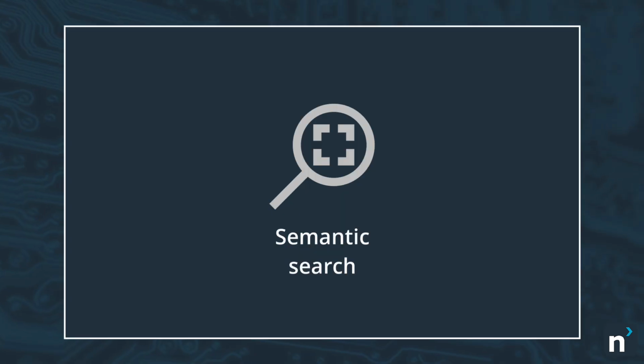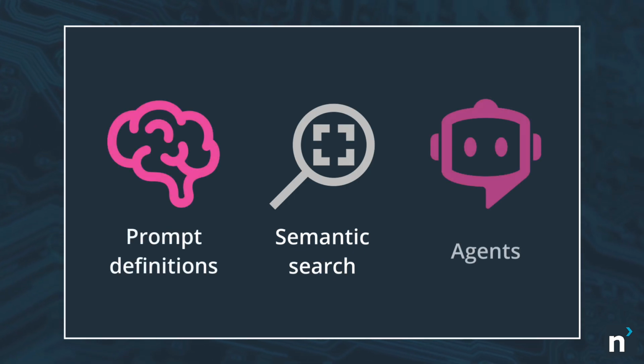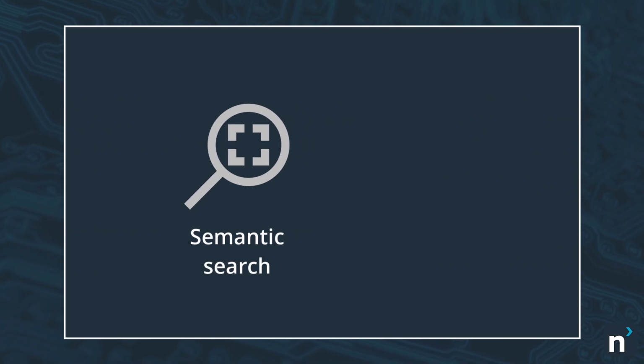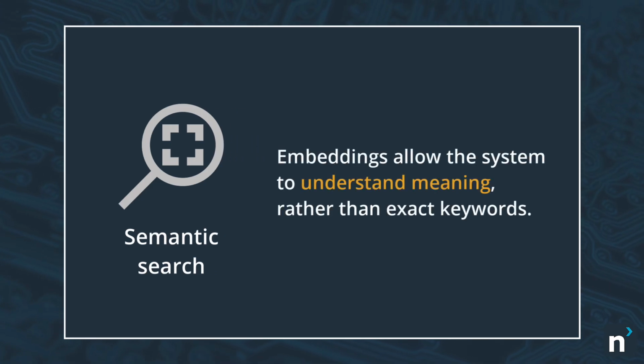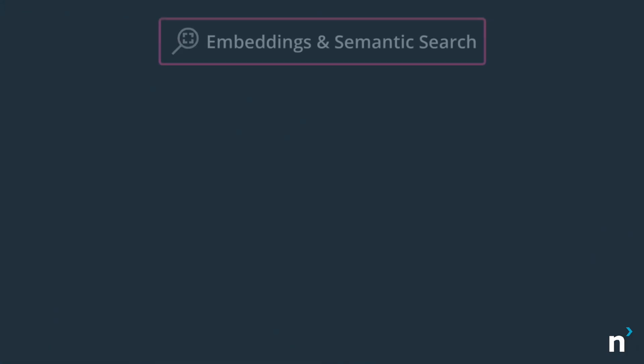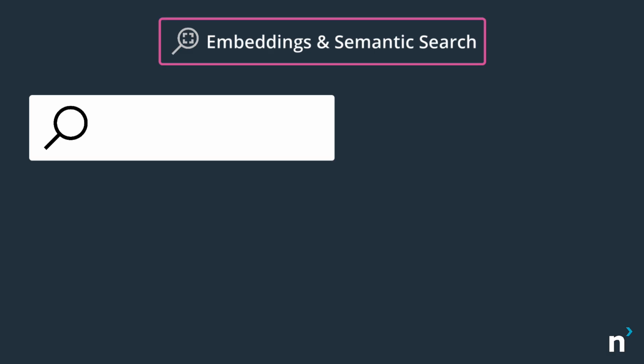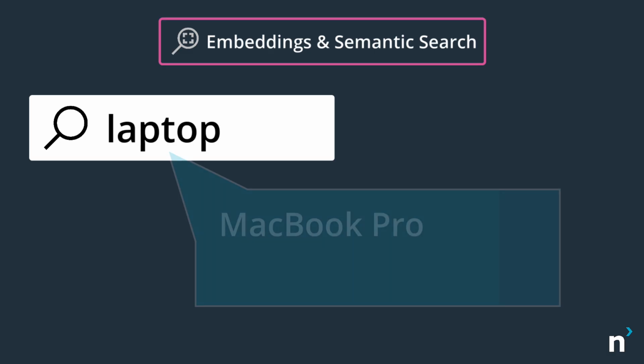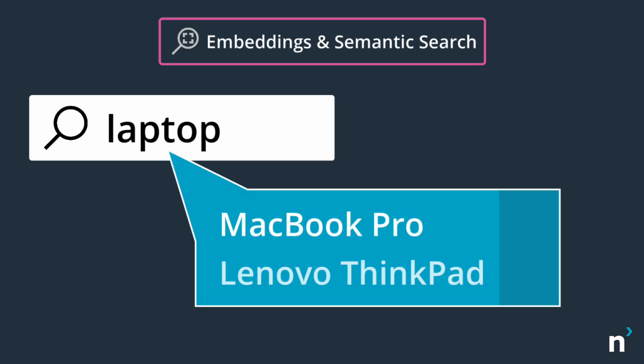Semantic search is a foundational capability that often supports both prompts and agents. Semantic search relies on embeddings, which allow the system to understand meaning rather than exact keywords. For example, embeddings enable similarity search by capturing meaning, so a search for laptop returns items like MacBook Pro and Lenovo ThinkPad as primary matches since they represent the same category.